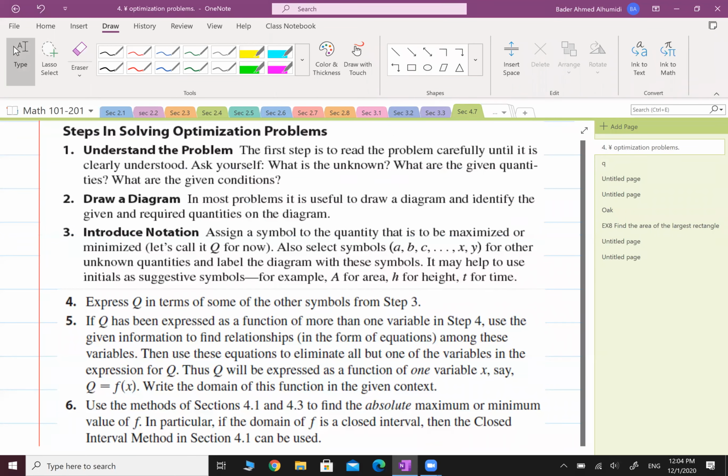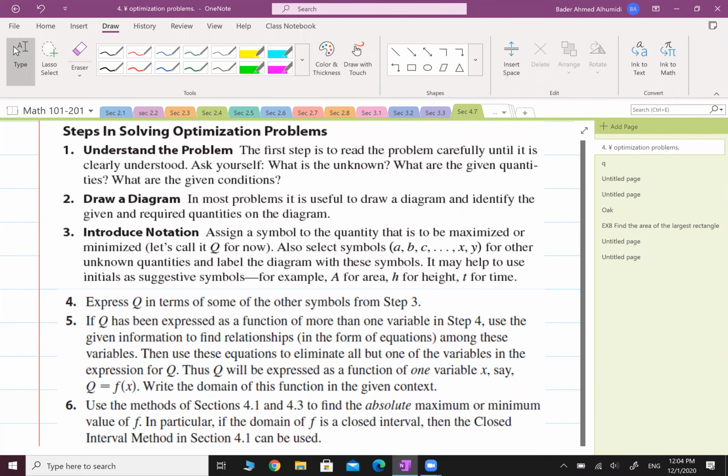The first guideline says you need to understand the problem. Of course, when you read a question, you need to understand it carefully. What do you mean by understanding the problem? We mean by that you need to look for the quantity that needs to be maximized or minimized. So we need to look for what is the unknown. What are the given quantities? What are the given conditions? If you are talking, for example, about the dimensions of a rectangle, then you need to write that the length should be greater than or equal to 0, and also the width. Both of them should be greater than or equal to 0. So there are some conditions there.